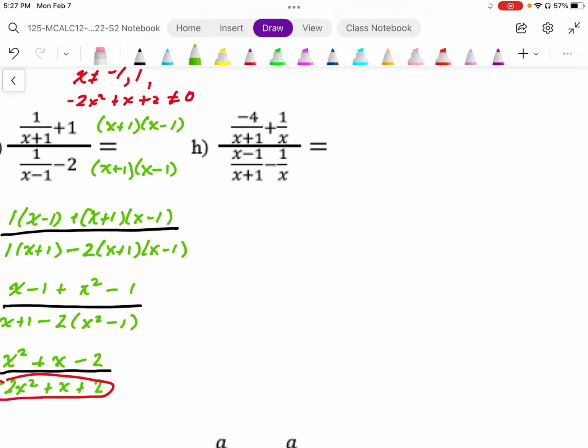For this example here, I'm going to show a slightly different strategy. I'm going to get a common denominator, so it's a little bit different strategy than I did before. So I'm going to get a common denominator, and I end up with negative 4x plus 1, x plus 1.